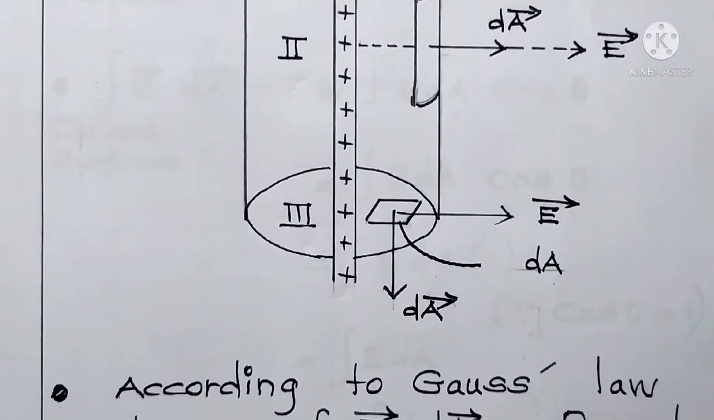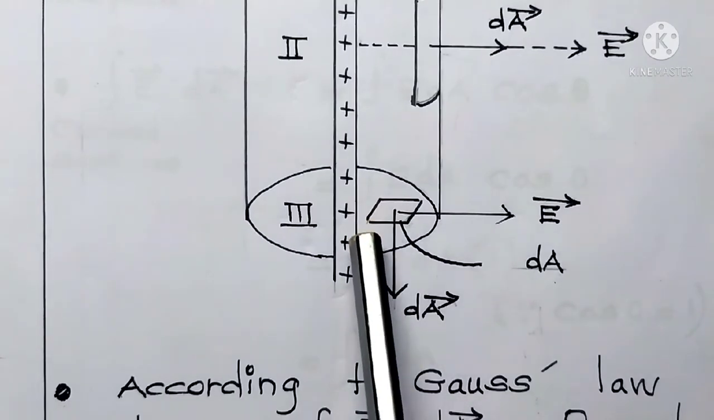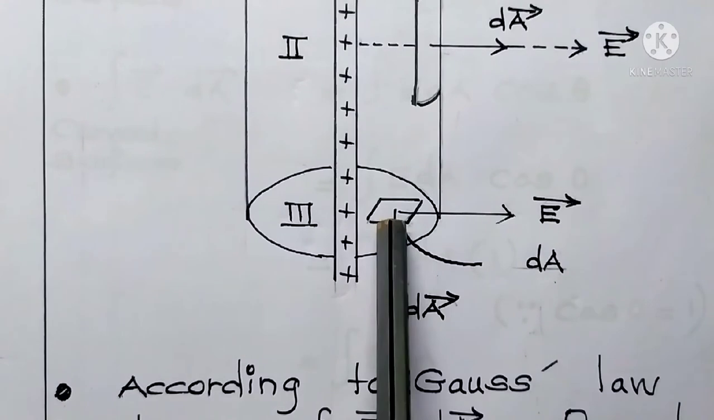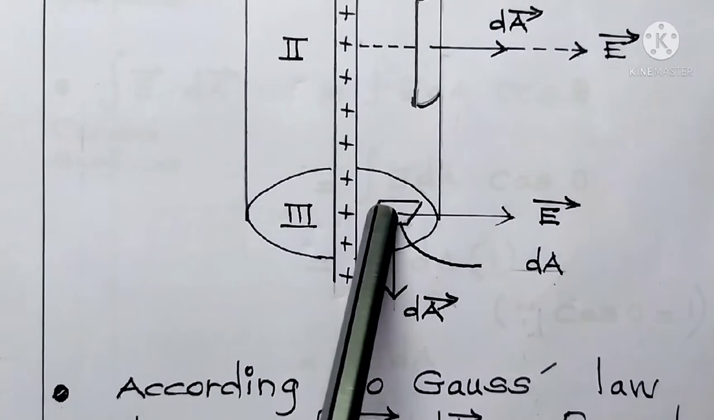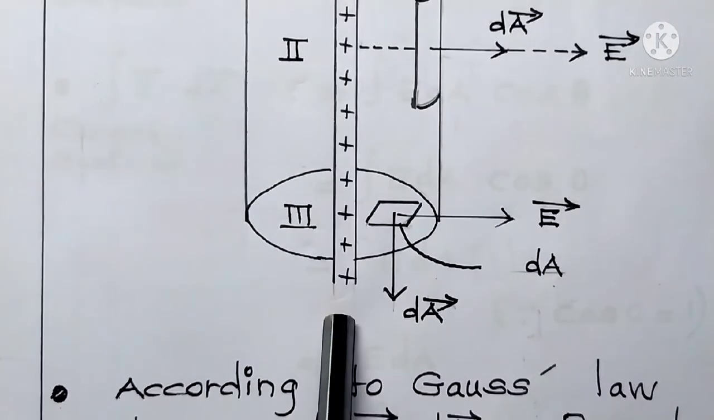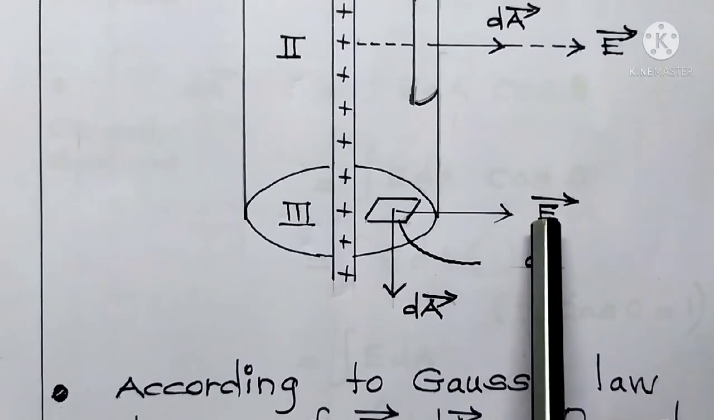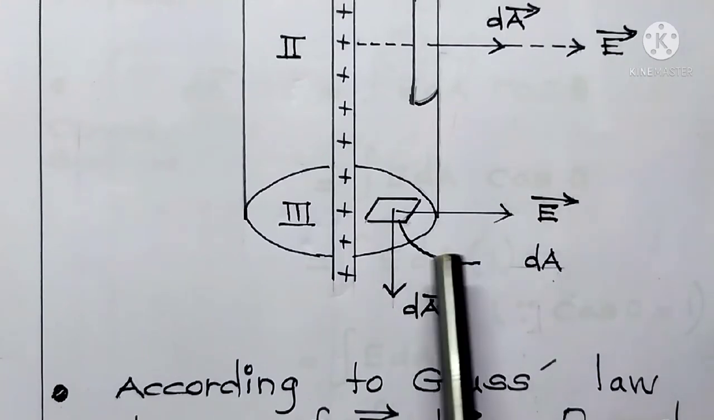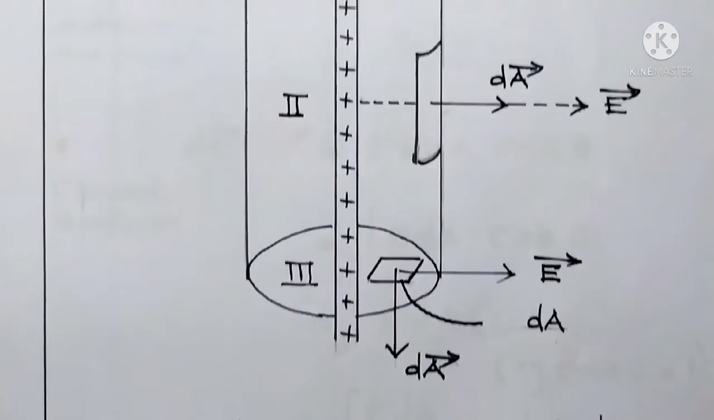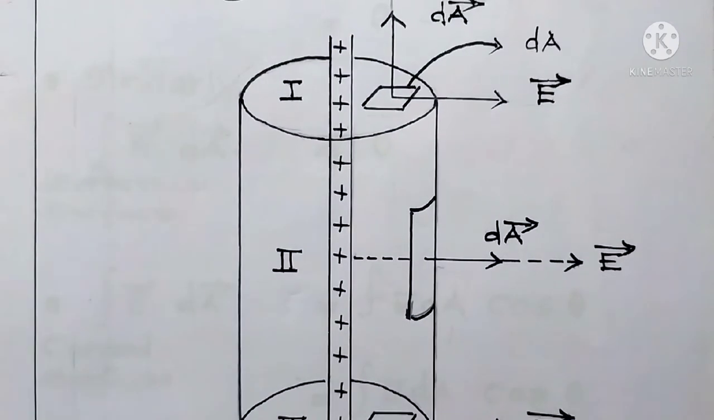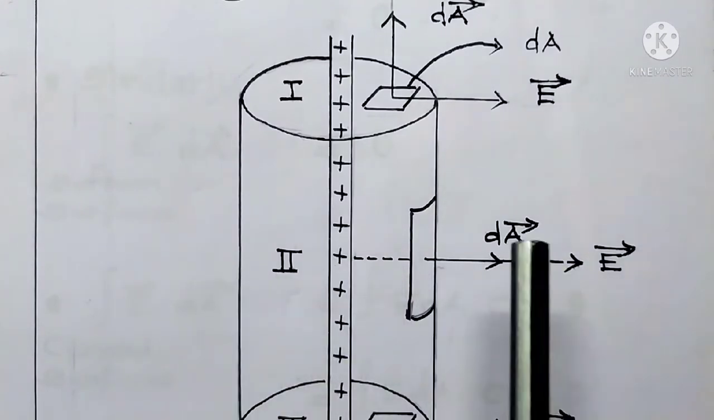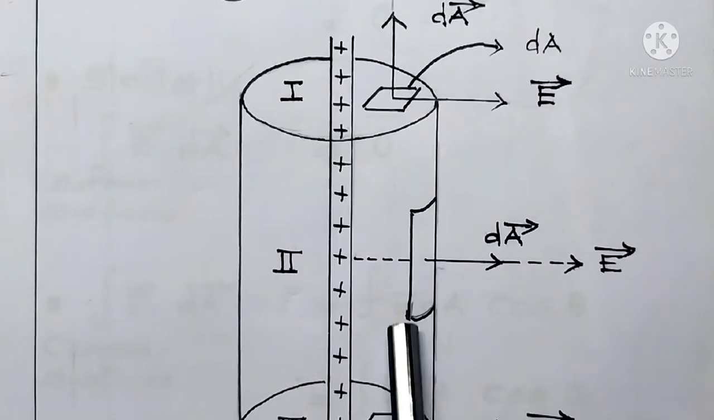Similarly, what about region 3? Here also I have taken a small area, so I have marked it as dA, and this is the areal vector for this surface, and this electric field vector is due to this charged wire. Again here both E vector and dA vector are perpendicular to each other, so the angle between them is nothing but 90 degrees. But in the case of this region 2, I am going to consider a small surface on this curved surface. So this is the surface.